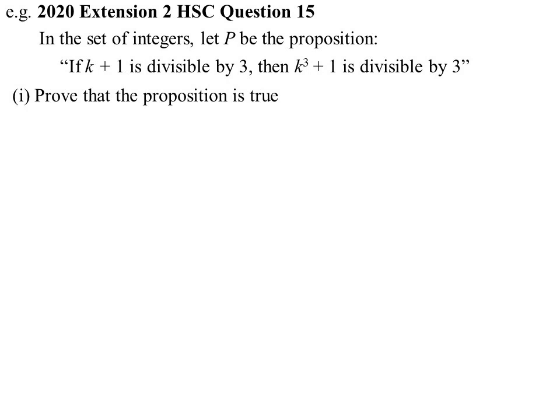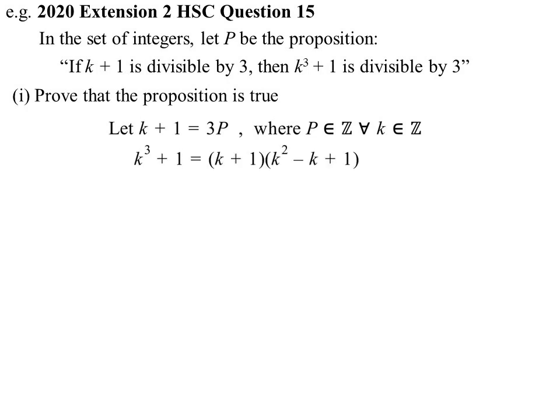Now, they didn't say which technique. You could use any technique you like. I went with a direct proof. I think that was the easiest. I'm going to let k plus 1 equal 3p, because it's divisible by 3. But I've got to define everything. So p is going to be an integer, for k which is also an integer.